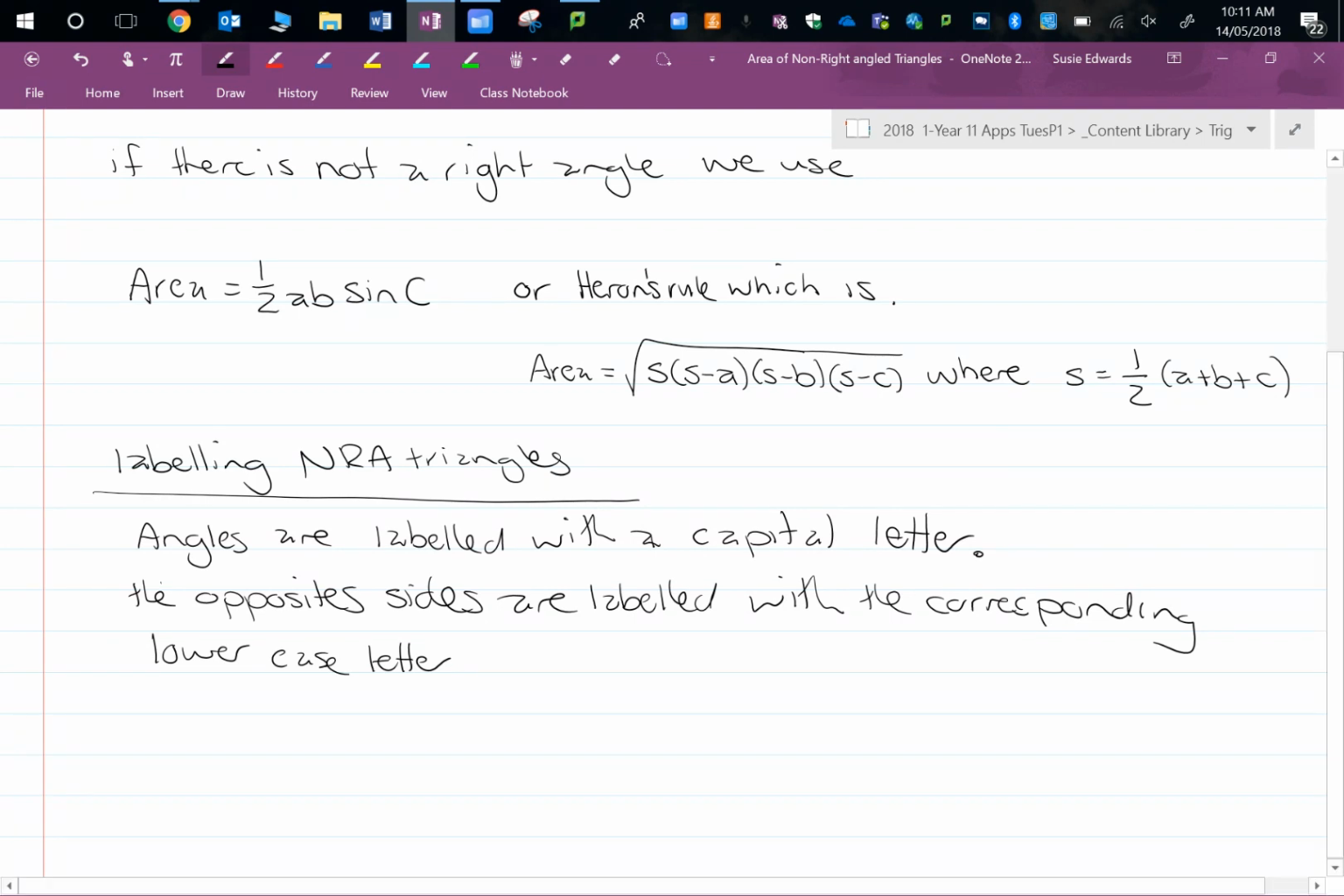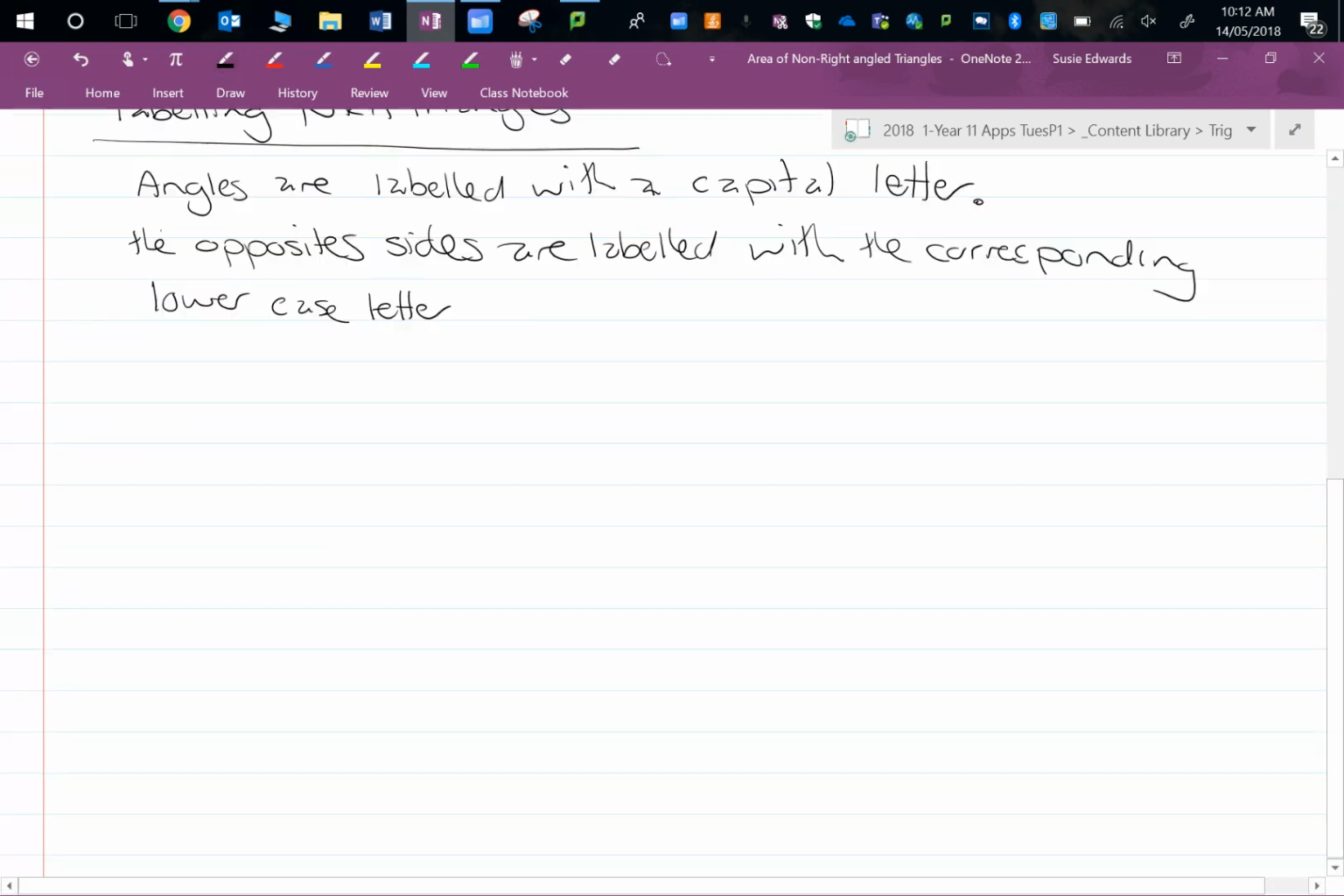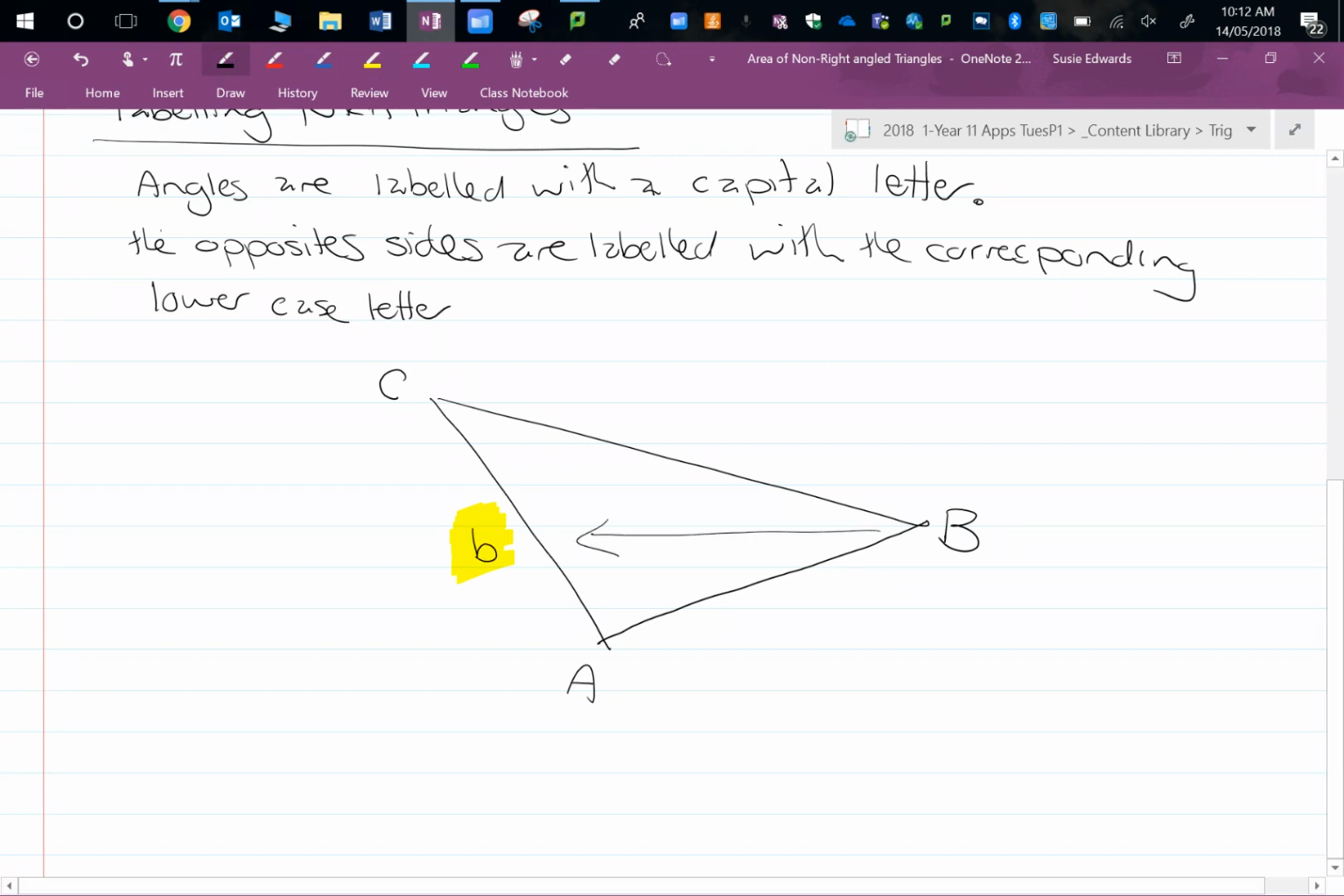So we can relabel any triangle however we wish, as long as the angles are capital letters, the sides are lowercase letters, and the opposite sides and angles are the same. So, for example, if I label this side here as C and this angle here as B and this angle here as A, what does this side here have to be? Lowercase b, because it is opposite to the uppercase B.